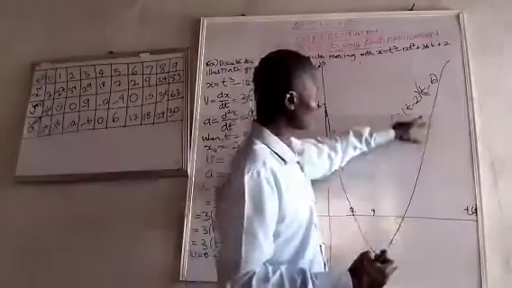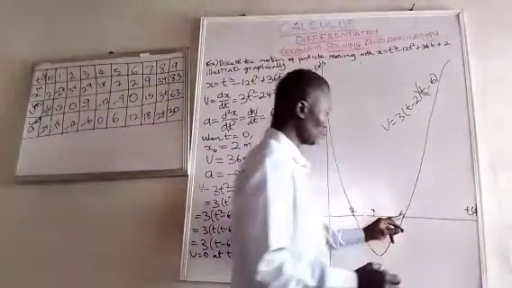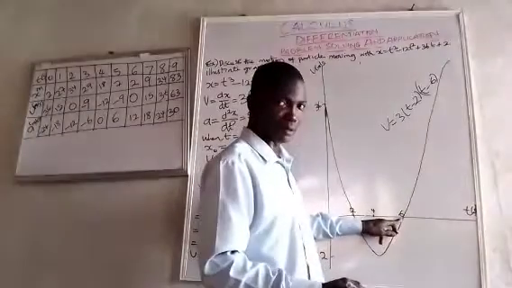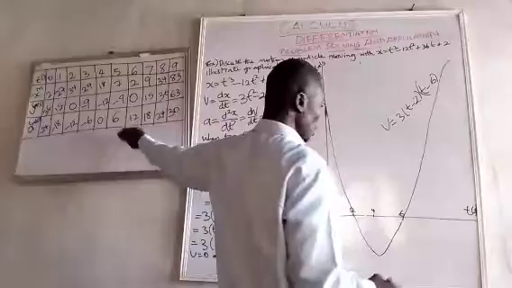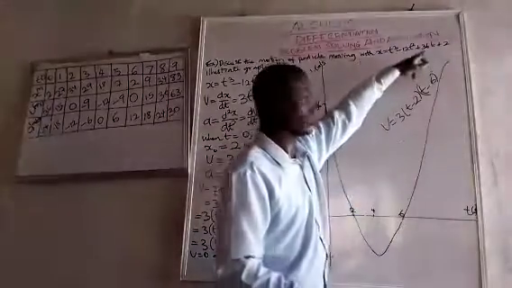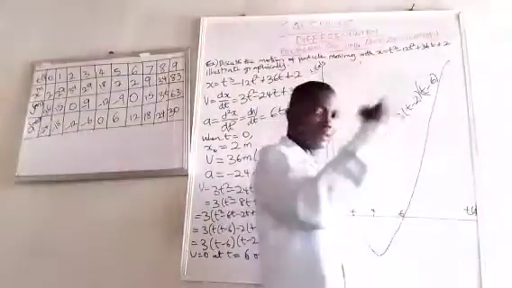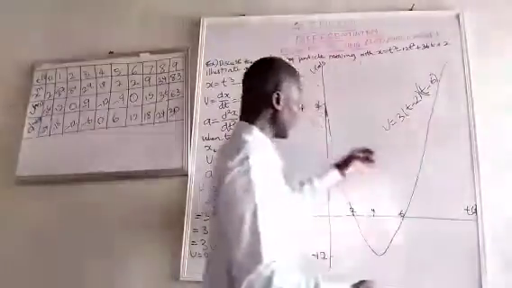Now, when it got to 6, the velocity became 0 due to the effect of acceleration. And then from there it became positive. Since the velocity has become positive, the distance will be increasing. So that is the effect.